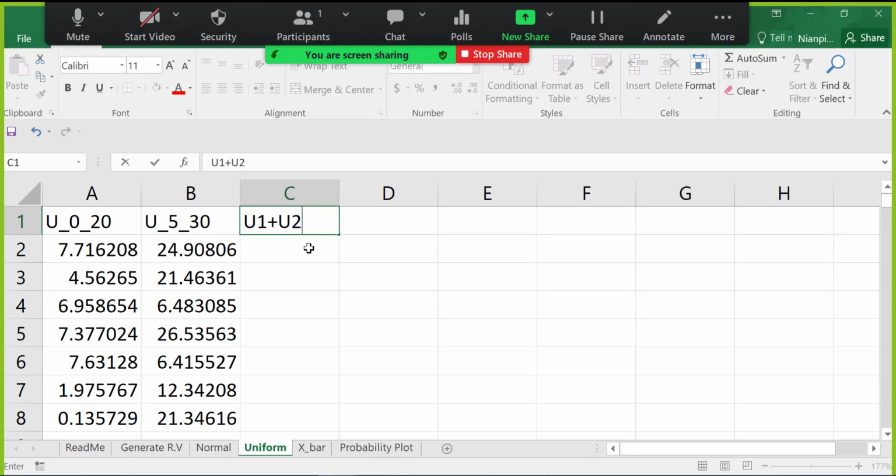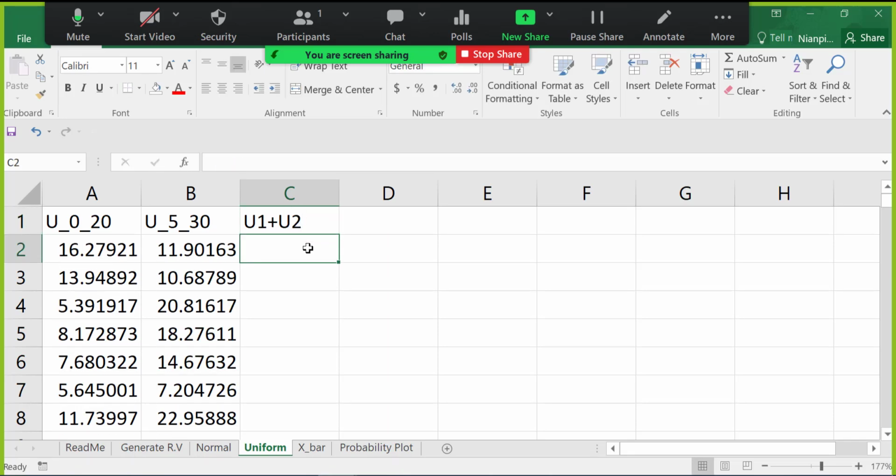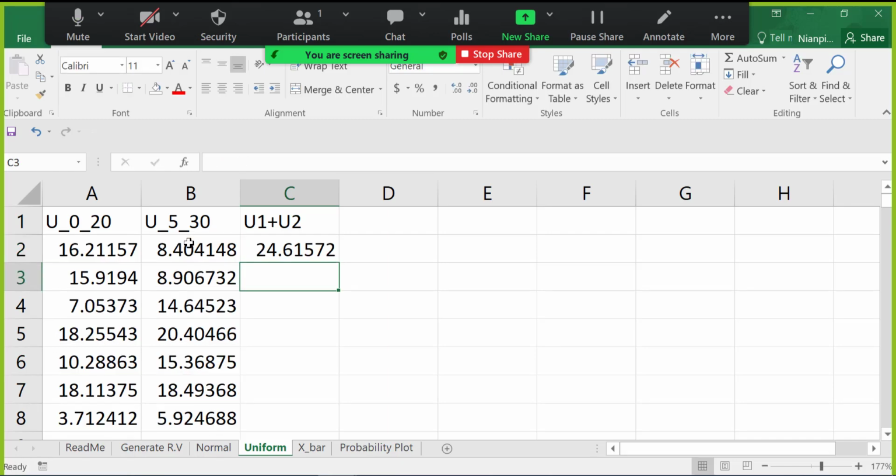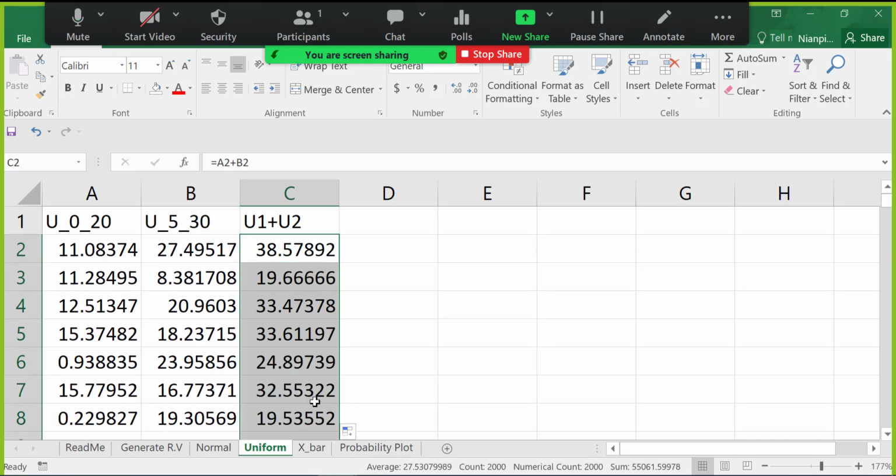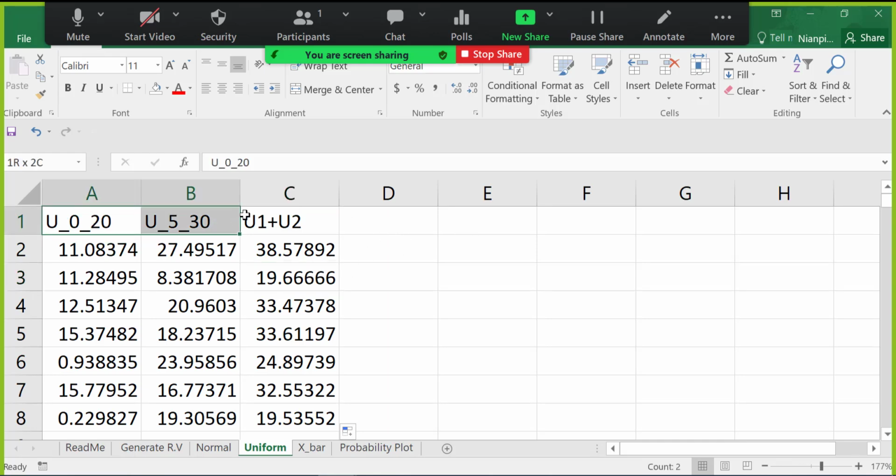Does it still follow uniform distribution, or what's the mean, what's the standard deviation? Because we like to explore the linear combination, we can test this: first one plus second one. Okay. So for the PC, that's easy. You double click, automatically fill in the formulas. So this is U1 plus U2. And then we can find out what's the mean, what's the standard deviation.